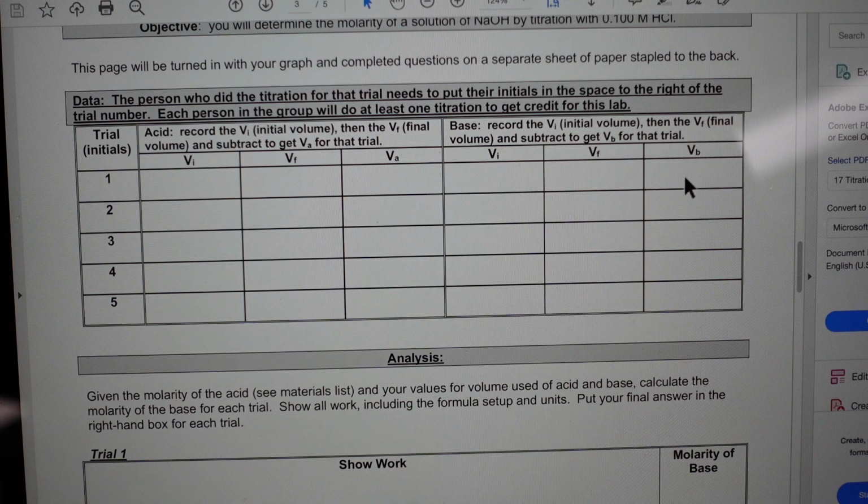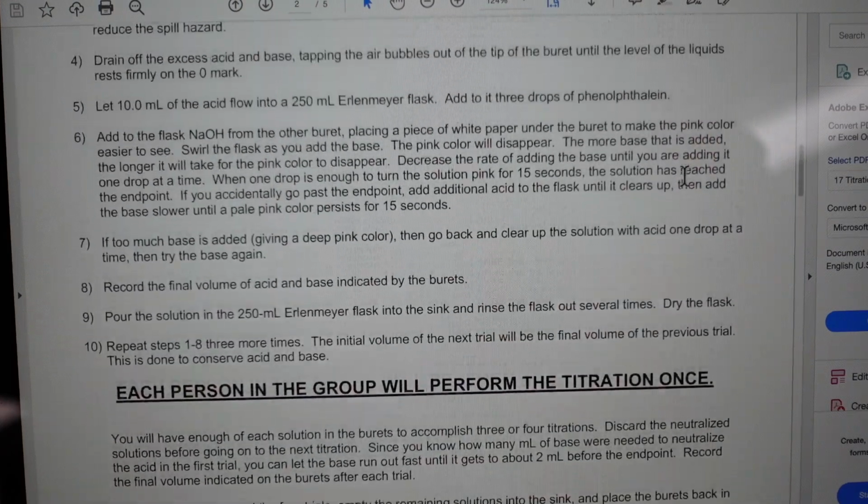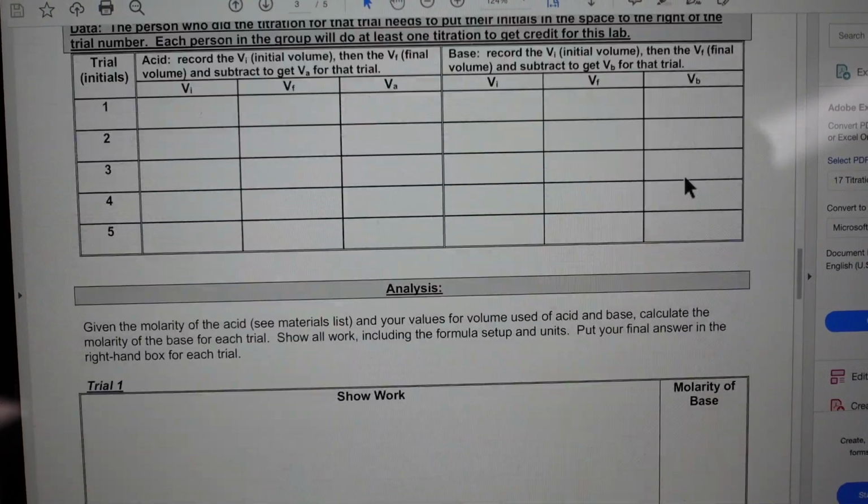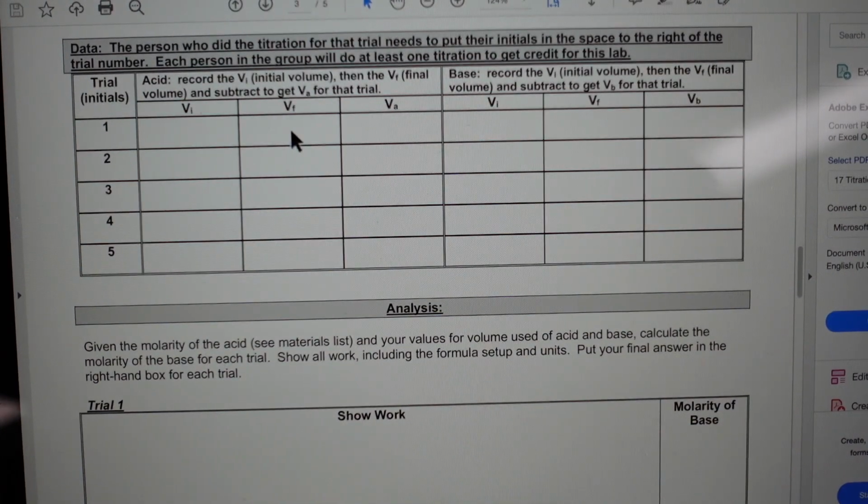Instead of refilling the burettes between each trial, whatever your final volume is from one trial, we will start with that volume in the next trial. So whatever your final volume of trial 1 is, just write it in as your starting volume for trial 2. Whatever your final volume for trial 2 is, write that in as your starting volume for trial 3. This way we don't have to refill the burettes every time. Now, there's space here for 5 trials.